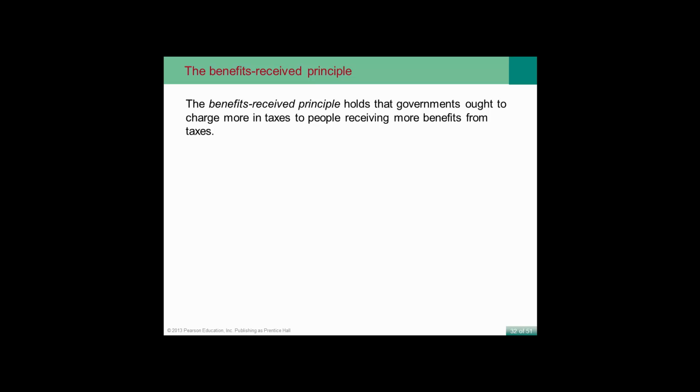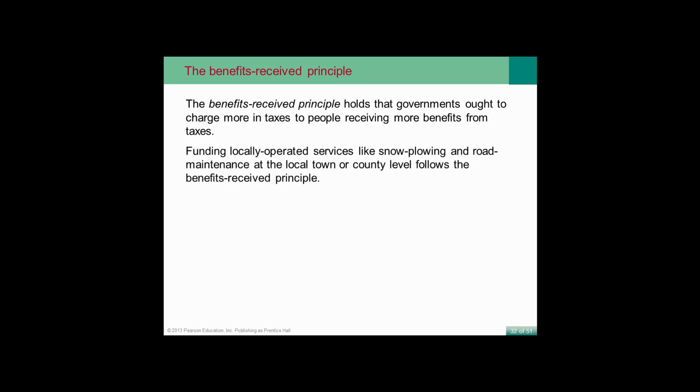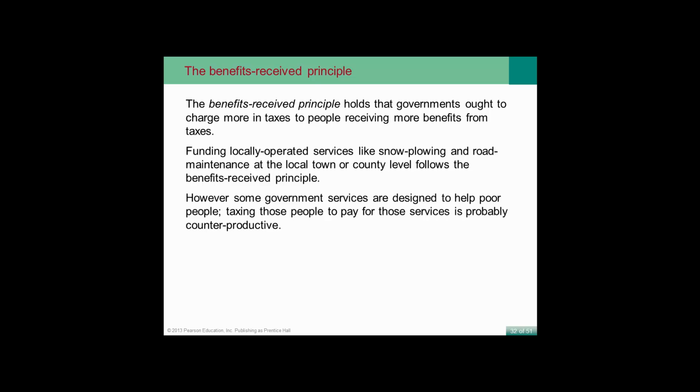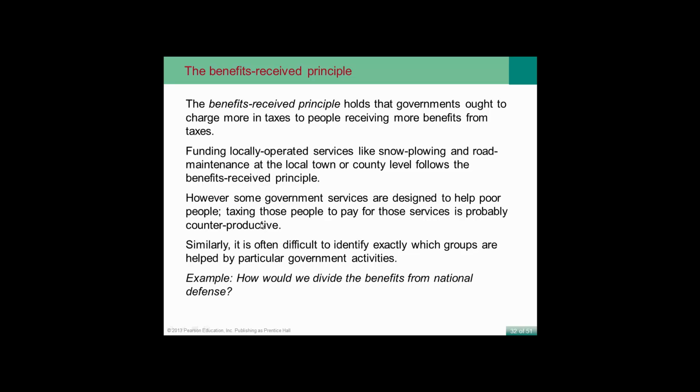Then there's the other idea of the benefits received principle that holds that the government ought to charge more in taxes to people who receive more benefits. Funding locally operated services like snow plowing and road maintenance at the local town level follows the benefits received principle. However, some government services are designed to help poor people. Taxing those people to pay for those services is probably counterproductive. Similarly, it's difficult to identify exactly which groups are helped by what government activities. For example, how would we divide the benefit from national defense?